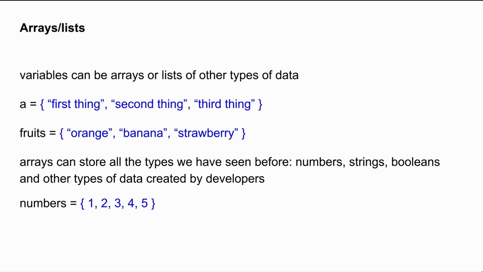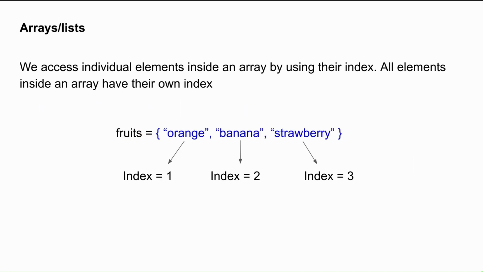Arrays can store all the types we have seen before: numbers, strings, booleans, and other types of data created by developers. We access elements inside an array by using their index. All elements inside an array have their own index. The index in this course will start at 1, so the first element will have index 1, the second index 2, and so on. However, take into consideration when you are programming that in most programming languages, the index will start at 0, and the first element will have index 0.